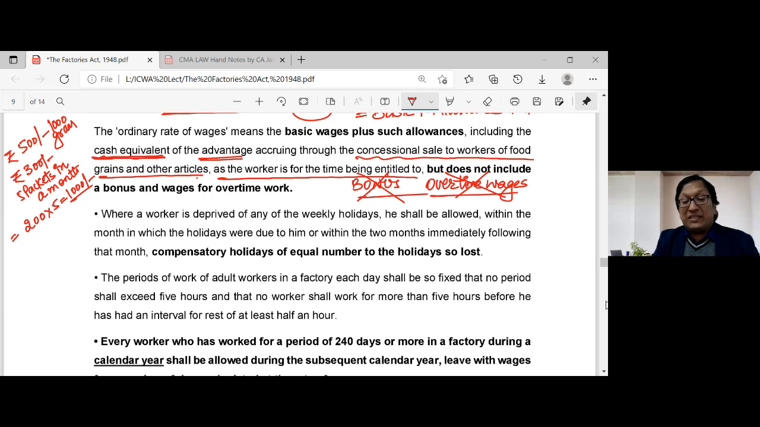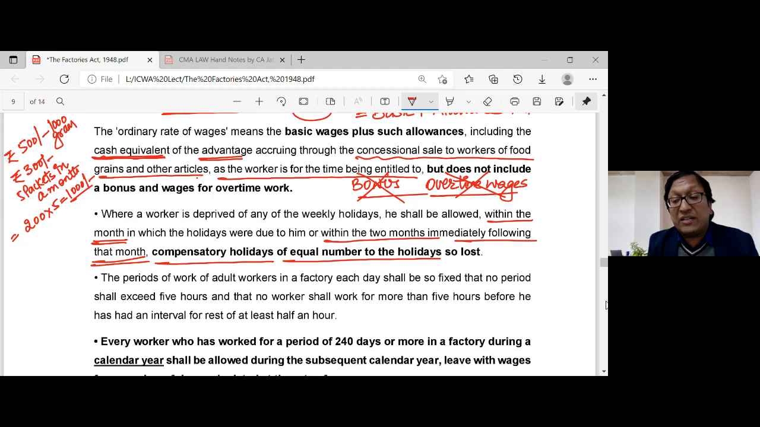Now I'm coming to another aspect, where a worker is deprived of any weekly holidays. Every worker is entitled to some sort of weekly holiday. But if a worker is deprived of a weekly holiday, then it is the duty of the occupier, the employer, to ensure that if a worker is working 7 days in a week, then he shall be allowed within the same month, or if that is not possible, in the next month, or within 2 months immediately following that month, compensatory holidays of equal number of holidays so lost.